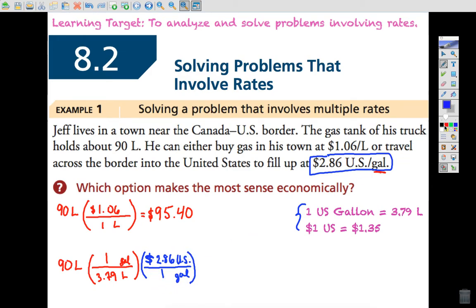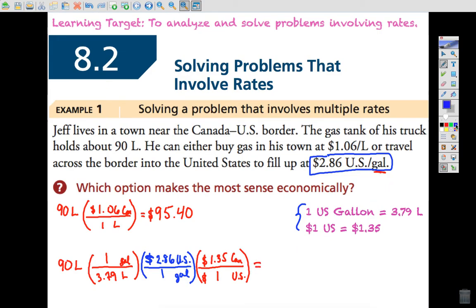Now I'm stuck here with US money. If I wanted to convert this to Canadian money to do the ultimate comparison, what I need to think about is how I can get from US dollars. So I need US dollars on the bottom, and then I want to end up with Canadian dollars, which I'm just going to signify as dollars. I guess I probably could put CAN up here, just so we know we're talking Canadian. So what's the relationship between a US dollar and a Canadian dollar? Well, 1 US dollar is $1.35 Canadian.